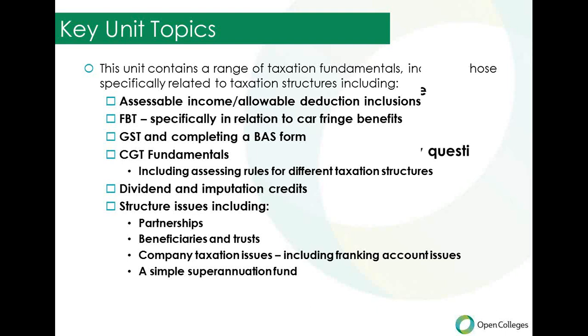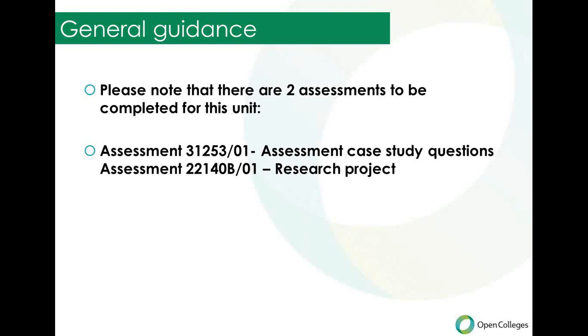Now remember, there are actually two assessments to be completed for this unit. One of them is 3125-301, which is assessment case study questions, and the second one is assessment 22140B01, which is actually a research project, and there are two parts to that research project that you need to be aware of. One is around FBT, and one is in relation to a company that you work for or a company that you do some research on to answer a range of specific questions.